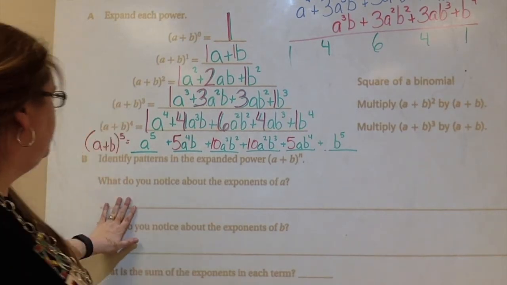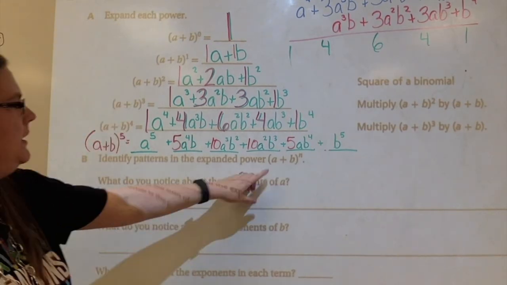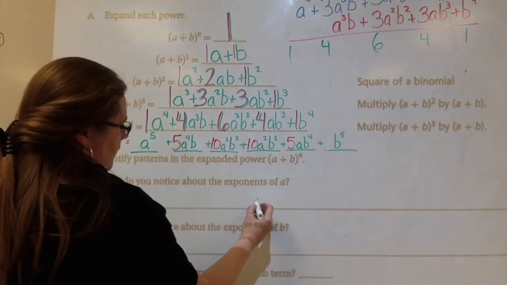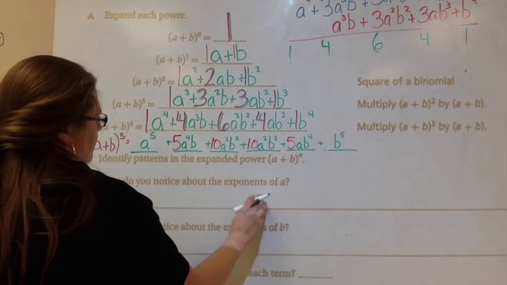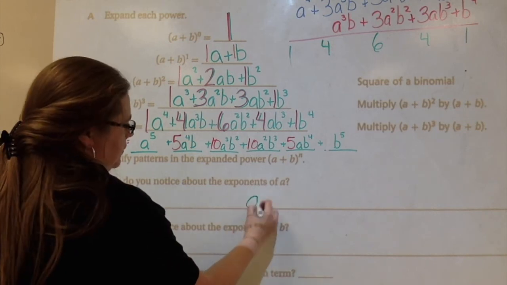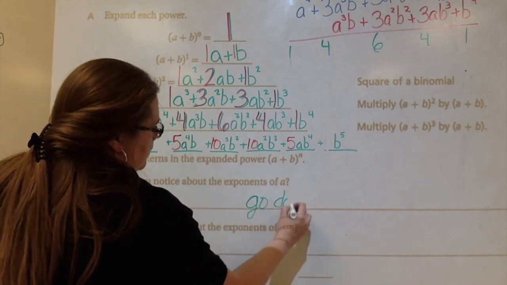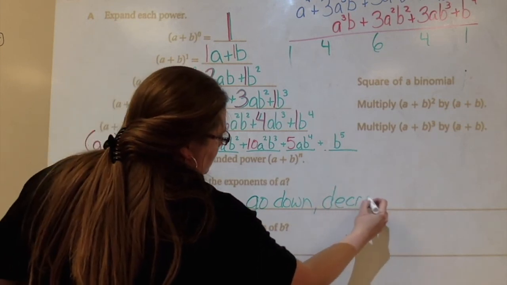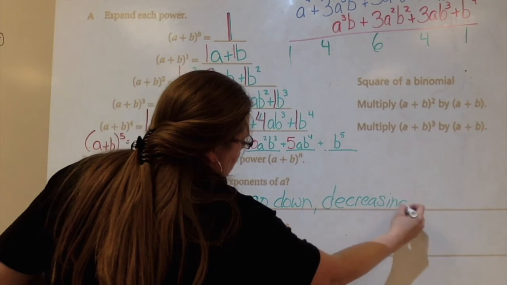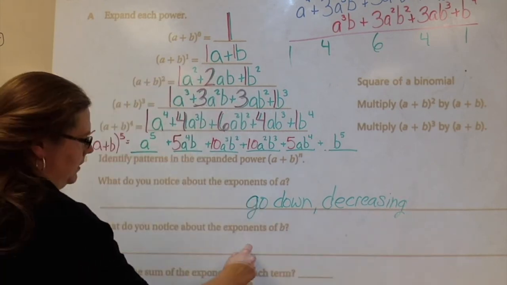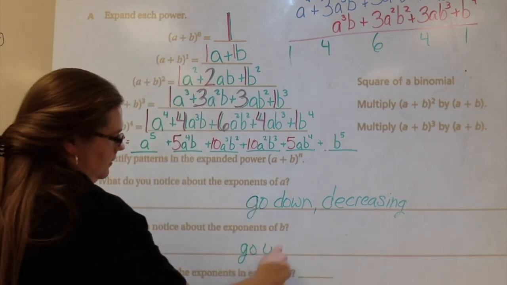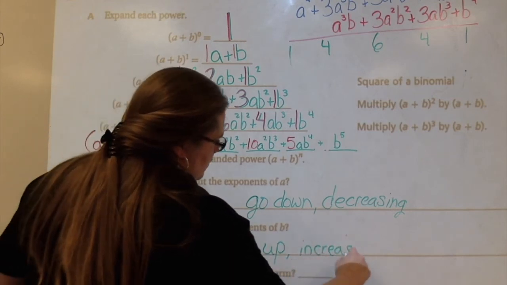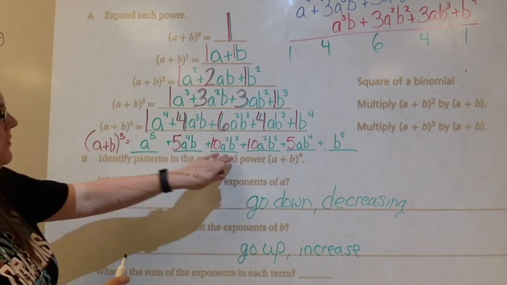So answering the questions here, what do you notice about the exponents of a? And you should notice that they go up or they increase every time. I'm sorry, that's backwards. Those go down. The exponents of a are decreasing. The exponents of b are increasing. Okay, so the exponents of b go up.